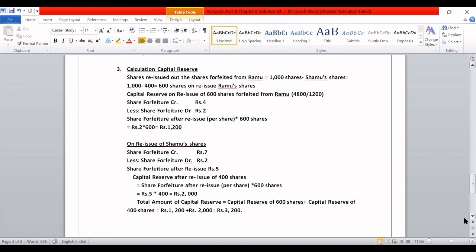Now, coming to the calculation of the capital reserve. Shares reissued out of the shares forfeited from Ramu equals 1,000 shares minus Shamu's shares, that is 400. That is 600 shares were reissued. Capital reserve on reissue of 600 shares forfeited by Ramu: 4,800 divided by 100. The share forfeiture credit is rupees 4 less share forfeiture debit, that is 2. Therefore, the share forfeiture after reissue per share into 600 shares, that is rupees 2 into 600, that is 1,200.